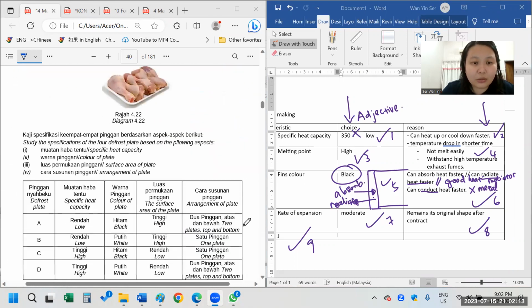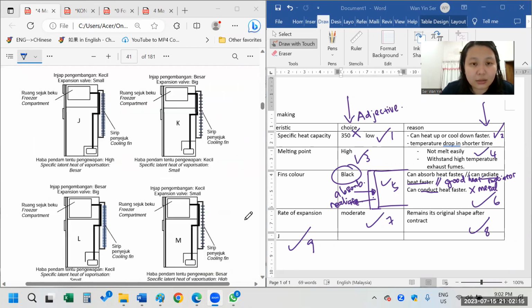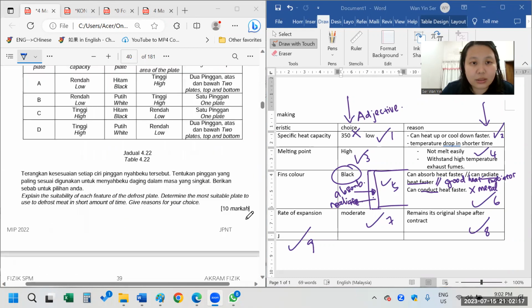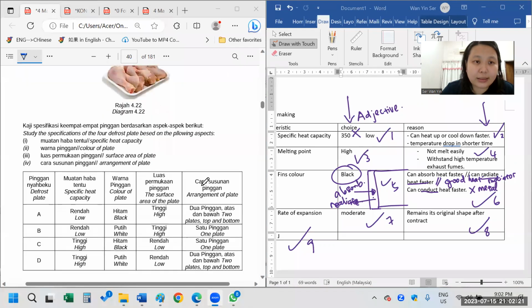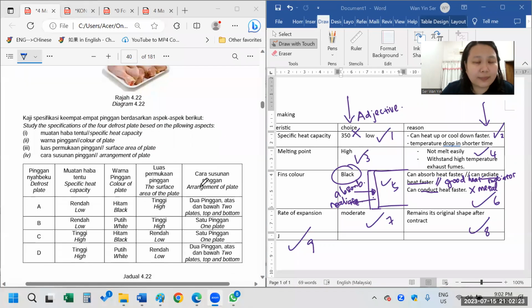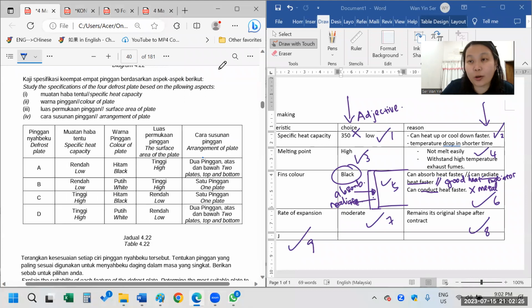Okay, so now this one you all do. Okay. So this is defrost plate. Malaysia seldom needs it. Our weather is hot enough.